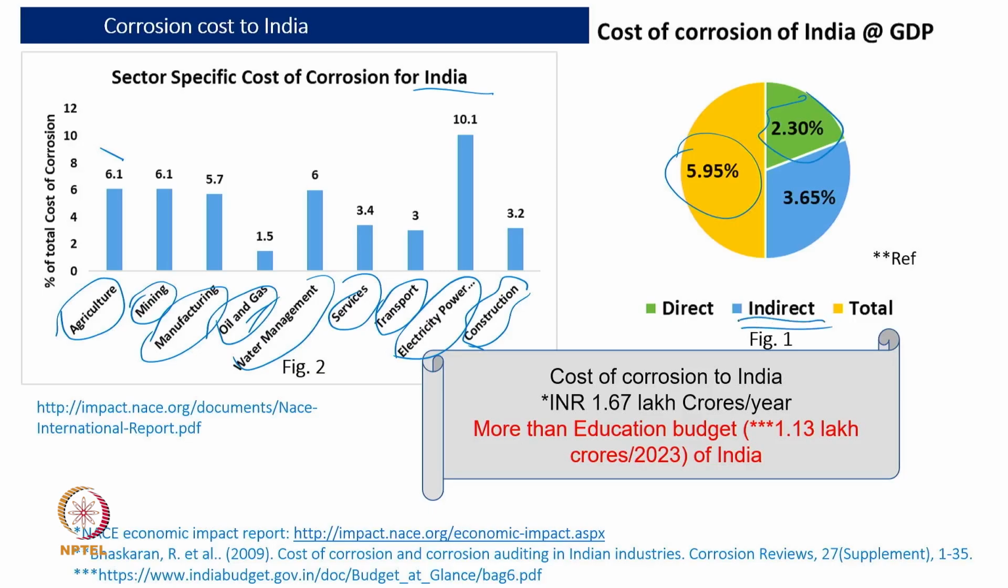Indirect cost, maybe because of the failures one way or another, or missing a deadline, which may or may not be counted, is 3.65%. These are the data we took from the references.